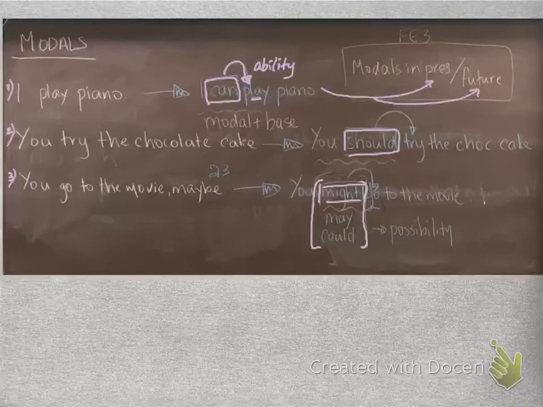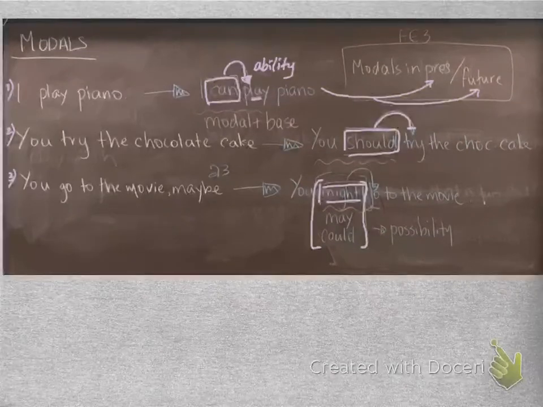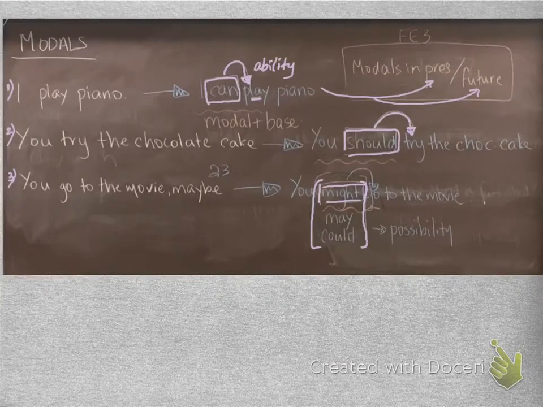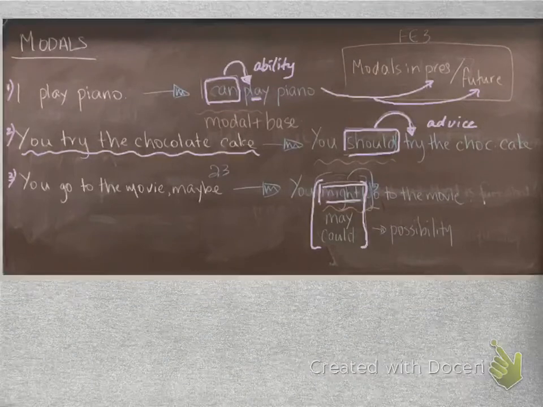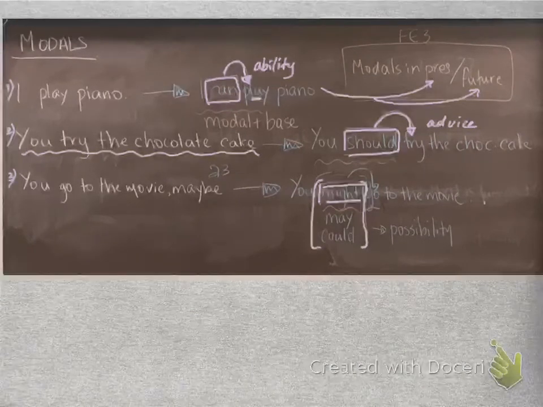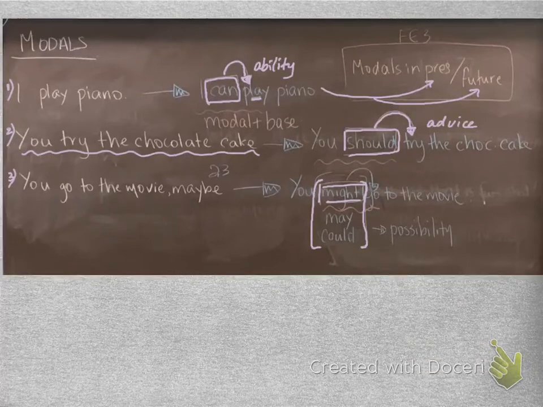In number 2, we add the modal should. It gives us more information about try. And now we're giving advice. Okay, I think the chocolate cake is really good, so you should try the chocolate cake. So I'm giving you advice, but it also makes this sentence a little bit softer. Okay, rather than telling someone, you try the chocolate cake, give them the advice. You should try the chocolate cake.